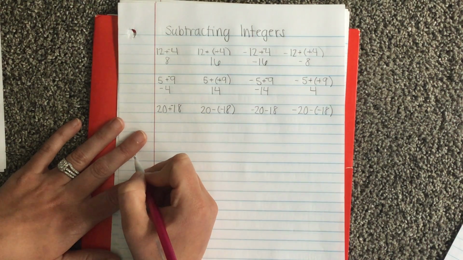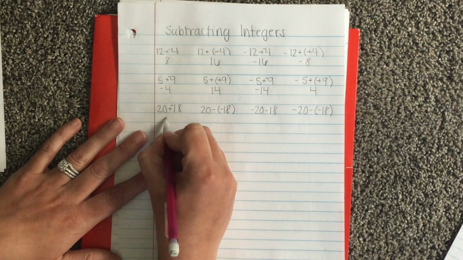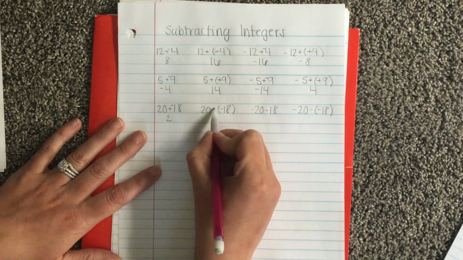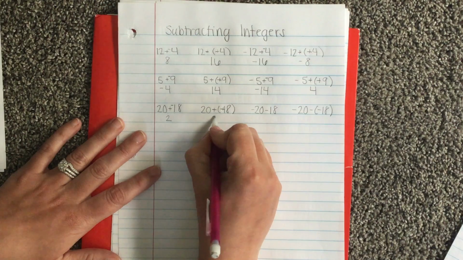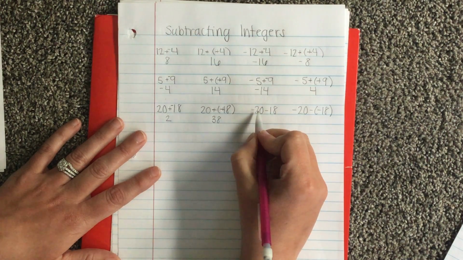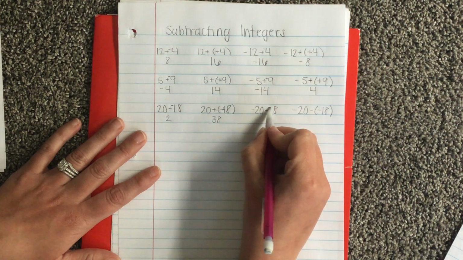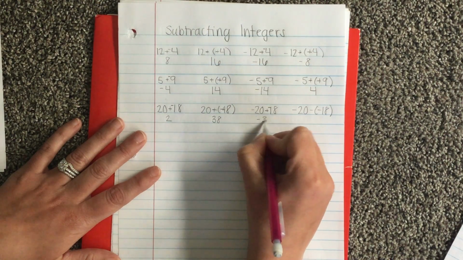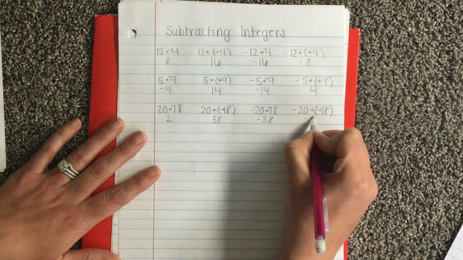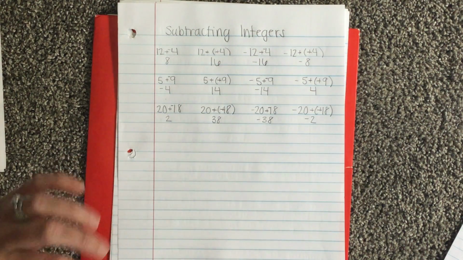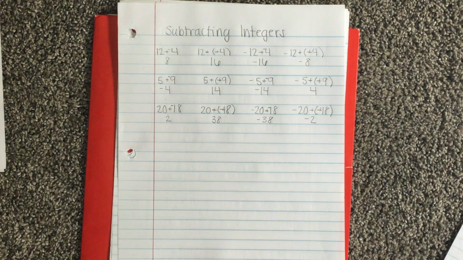And then follow adding integer rules, different sign difference. Keep, switch, opposite. These are both positive, so same sign sum. Keep, switch, opposite, same sign sum. Keep, switch, opposite, different sign difference. Now with adding and subtracting integers, the only way you're going to get better is by doing these problems over and over again. So making flashcards would probably be a good idea.